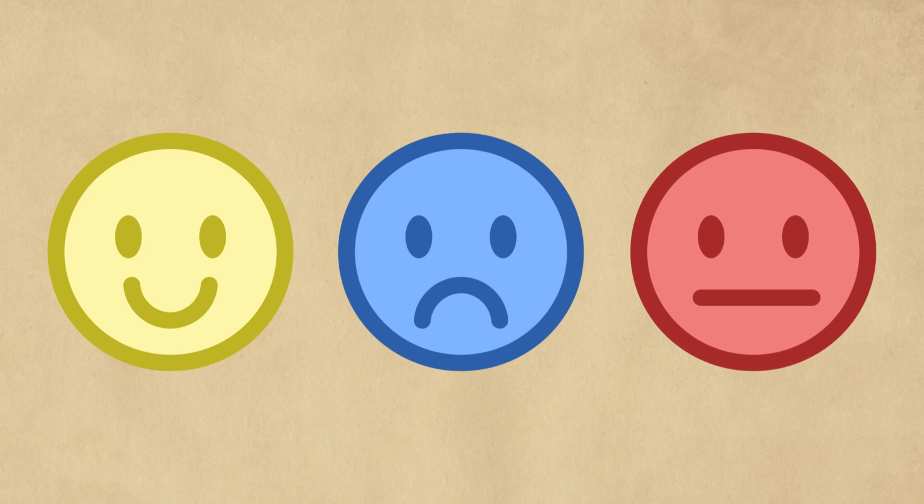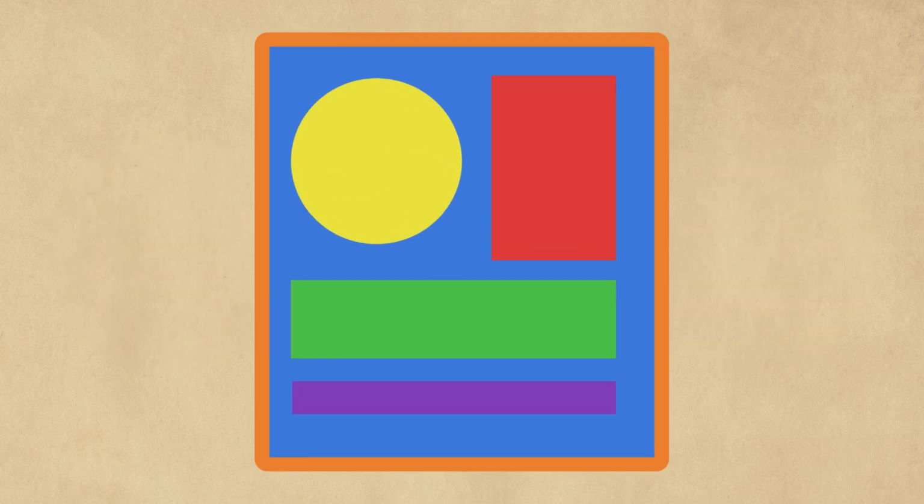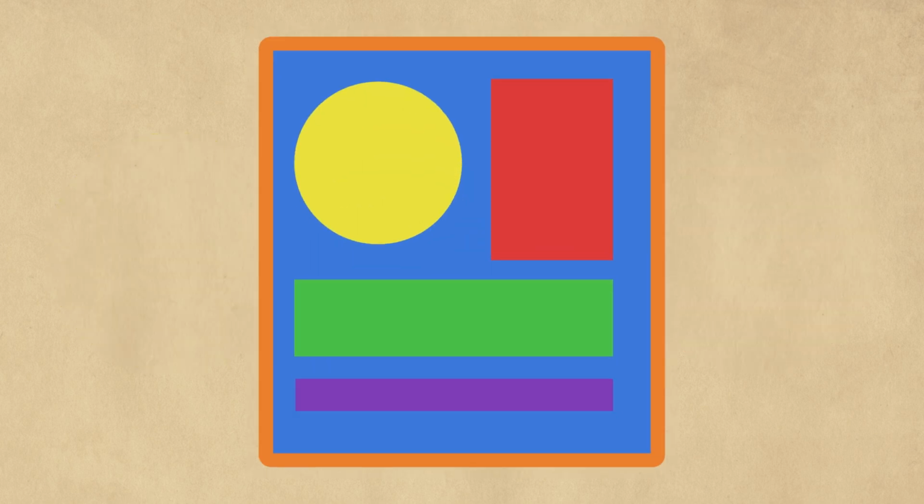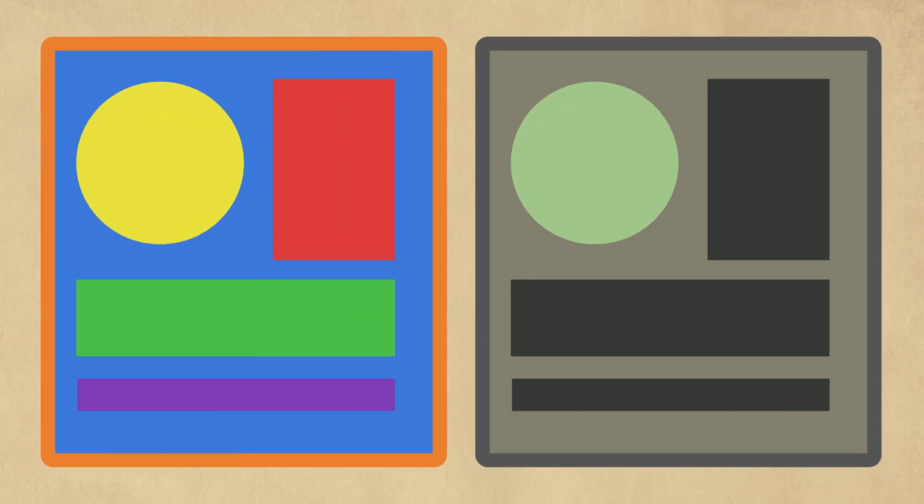Consider your audience and the emotions you want to evoke. A playful school project might benefit from bright, cheerful colors, while a professional presentation may require more subdued, neutral tones. Let your project's purpose guide your color choices.